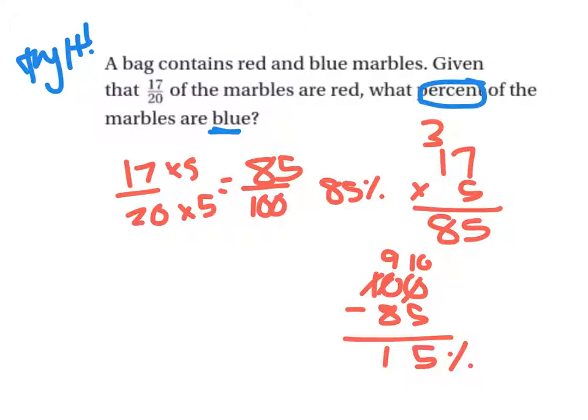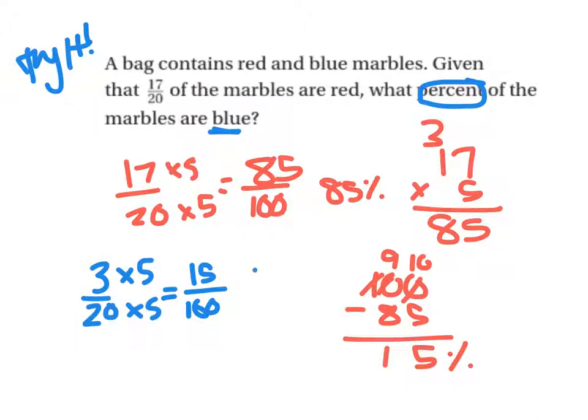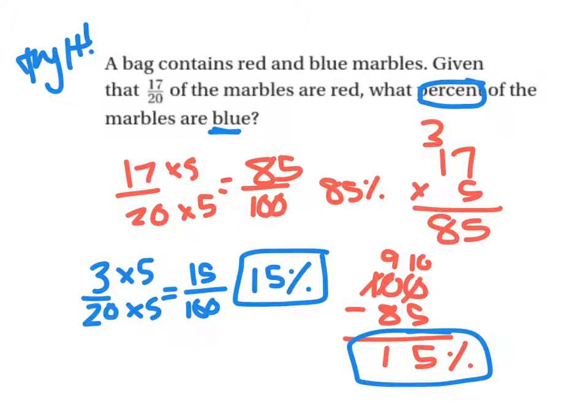Another way you could have done this is you could have said, okay, 17/20ths are red. That means 3/20ths are blue. And then if I times 20 by 5 and 3 times 5, it would give me 15%, which is the same answer. So both ways are possible to get to that same solution, that 15% of the marbles are blue. If you got 85%, you're half correct, but that's not actually what the question was asking. So you'd be at a level 2.